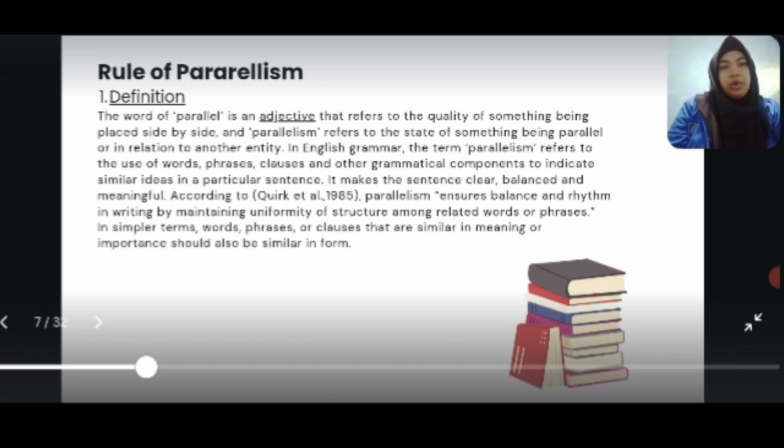And according to Quirk et al., 1985, parallelism ensures balance and rhythm in writing by maintaining uniformity of structure among related words or phrases. In simpler terms, words, phrases, or clauses that are similar in meaning or importance should also be similar in form.